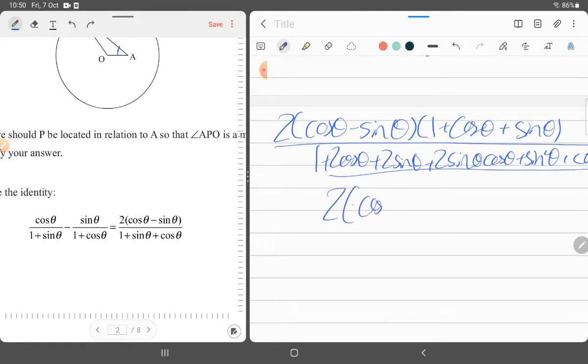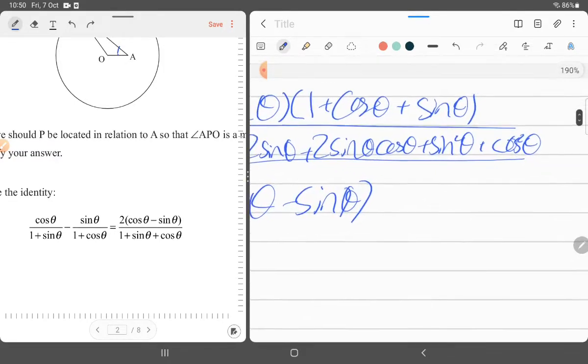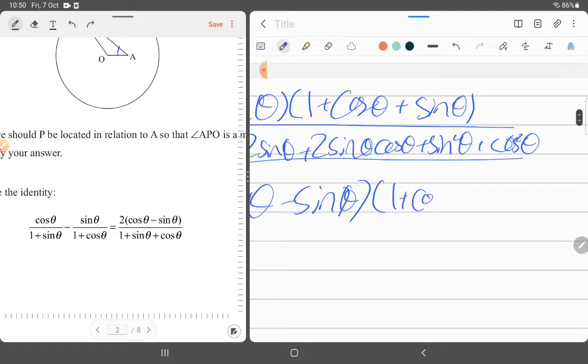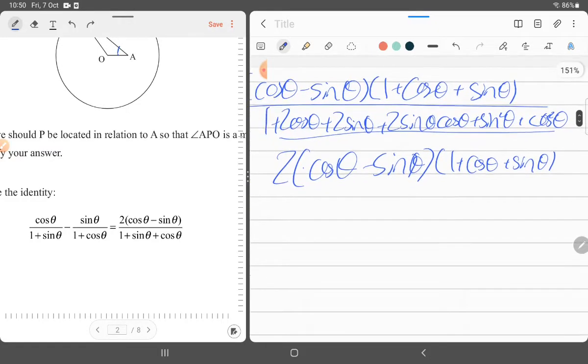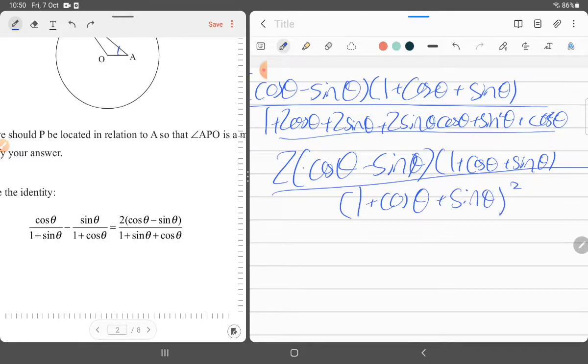let me just write up the top part, cosine theta, so 1 plus cos plus sine theta, it can be factorized into 1 plus cosine theta plus sine theta all squared. This is just very dumb in my opinion.